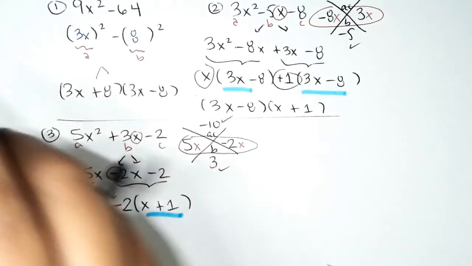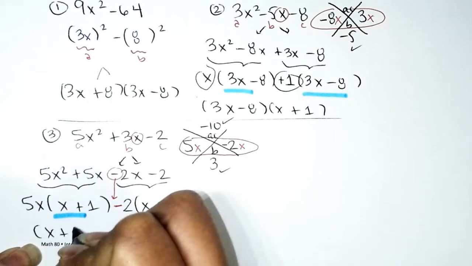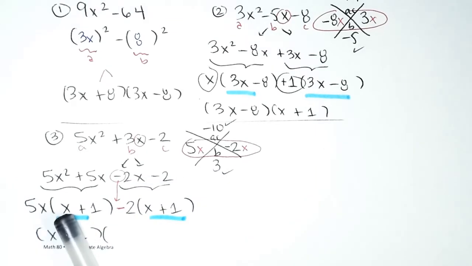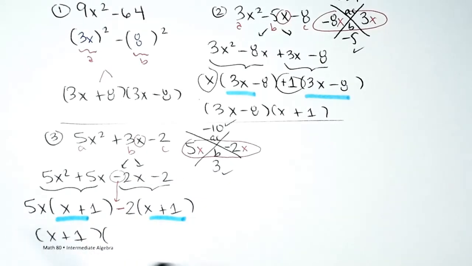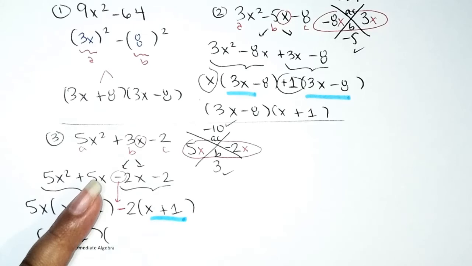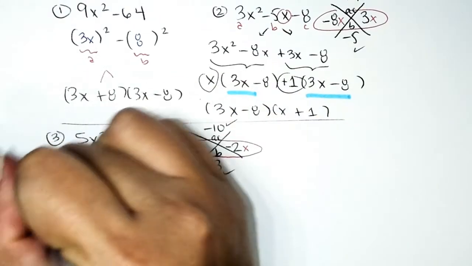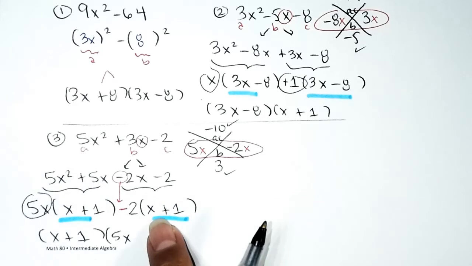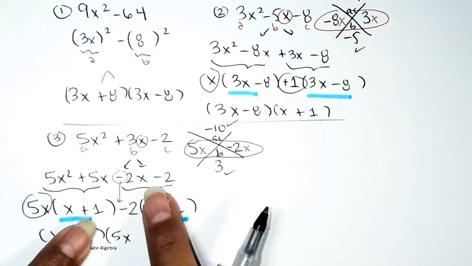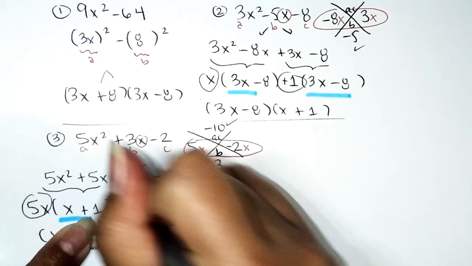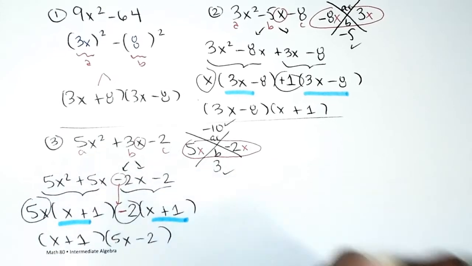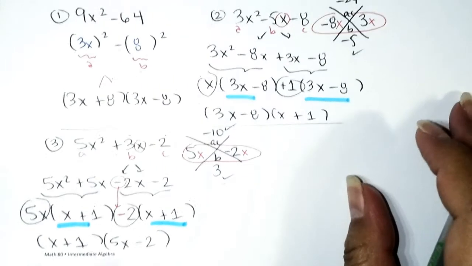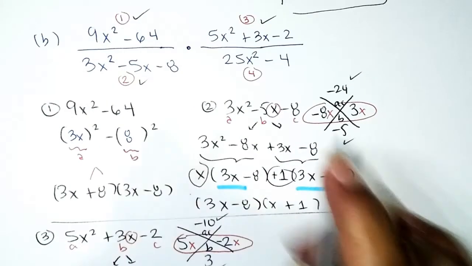When we factor it out, we have x plus 1, and we're going to show the reader what we're left with. First product over common factor, the binomials cancel out, and that will leave us with 5x. Second product over common factor, the binomials cancel out, and that will leave us with negative 2. Okay, fantastic. So 3 polynomials down, one more to go.